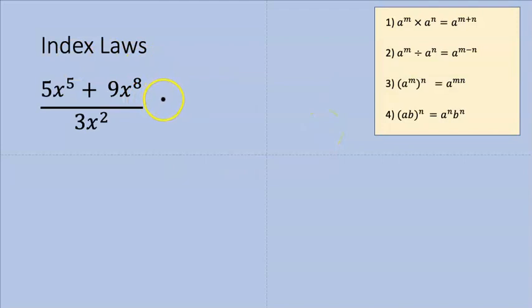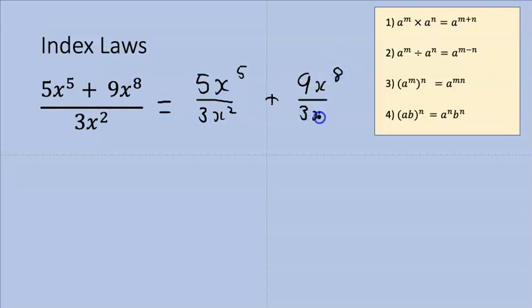The third one, this time we've got some numbers that don't divide into each other. Does that mean we don't do the same process? No, we do exactly the same process. 5x to the 5 over 3x squared plus 9x to the 8 over 3x squared again. And now I do my division. But this time 5 doesn't go into 3. So we're just going to leave it as an improper fraction. So leave it top heavy.